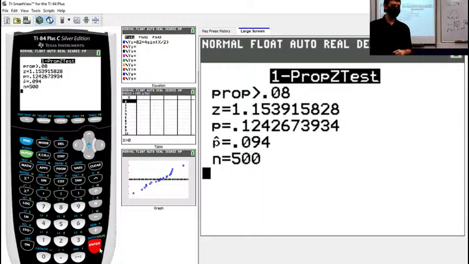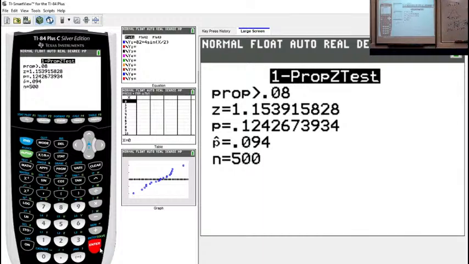No, but we now have to know the difference between P, P hat, and P naught. Yes. Great. And p-value. What's P naught again? P naught is whatever your null hypothesis says. And what's P? P is a general proportion of the population. What's P hat? P hat is of the sample.